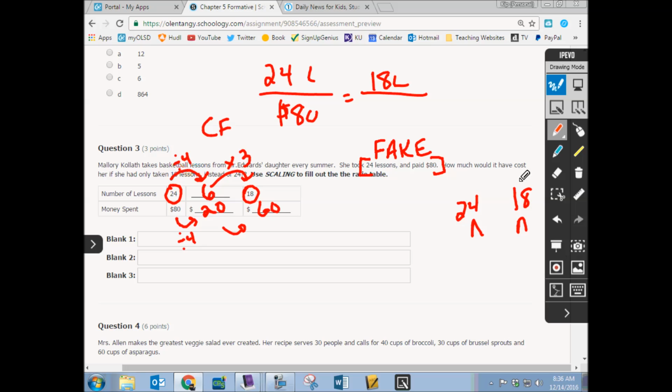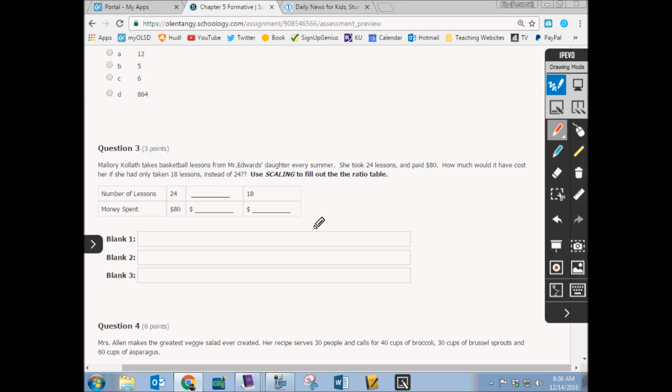Yes. Is there another option we could scale to? Yes. Morgan? 2. 2 would be working too. That would work as well. That's another CF. So if we did 2, we'd be dividing by 12. The only issue here is you would get a decimal. That's okay. Money can go to decimals. That's no problem. I would advise you to try and use the GCF when necessary, or when you can.